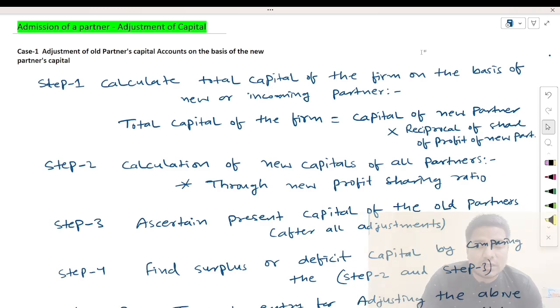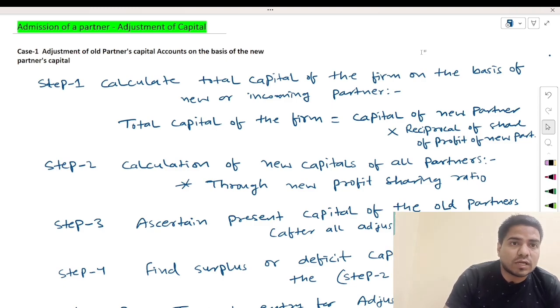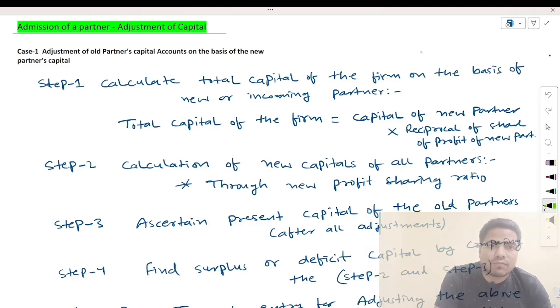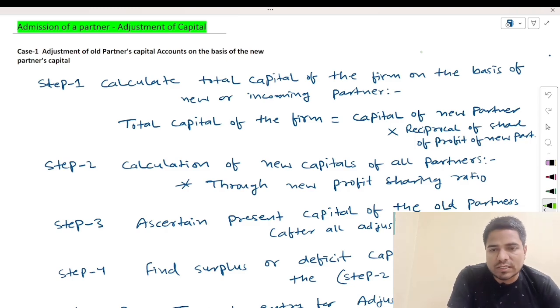Okay, see here. In this topic, we will learn two types of cases. Case 1 is adjustment of capital on the basis of new partner's capital, and case 2 is adjustment of capital on the basis of old partner's capital. So first of all, I am going to learn case 1, which is adjustment of partners' capital accounts on the basis of new partner's capital. These are the following steps. With the help of these steps, we will be able to understand how to adjust these capitals.